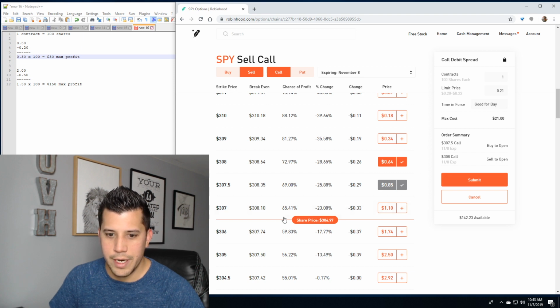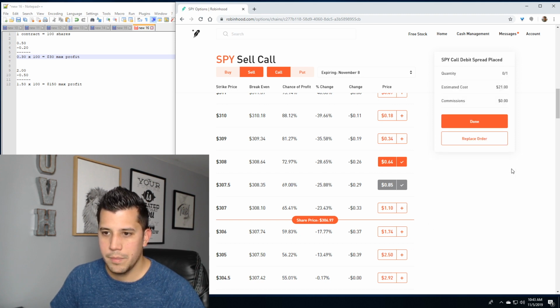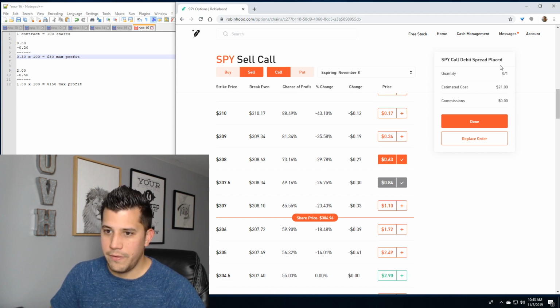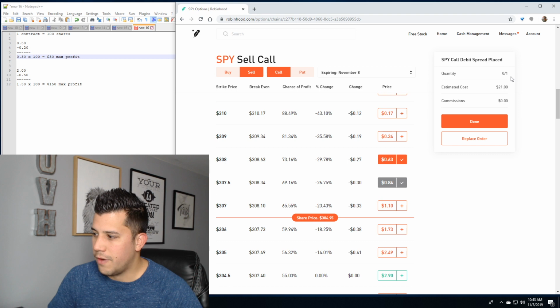As you can see, the price is actually dropping. SPY is dropping as we're doing this. So right now it says SPY call debit spread placed, and I think a lot of people get confused here. If it just says placed, it doesn't get filled. This needs to say filled in order for this order to get placed. It doesn't say filled yet. Right now it says 0 out of 1 under quantity, and we're just waiting. So far nothing is happening.